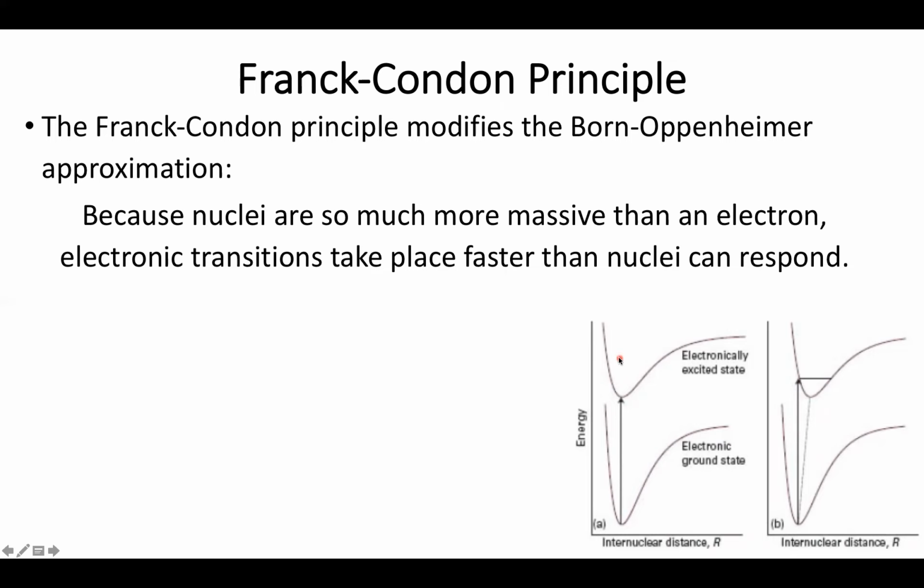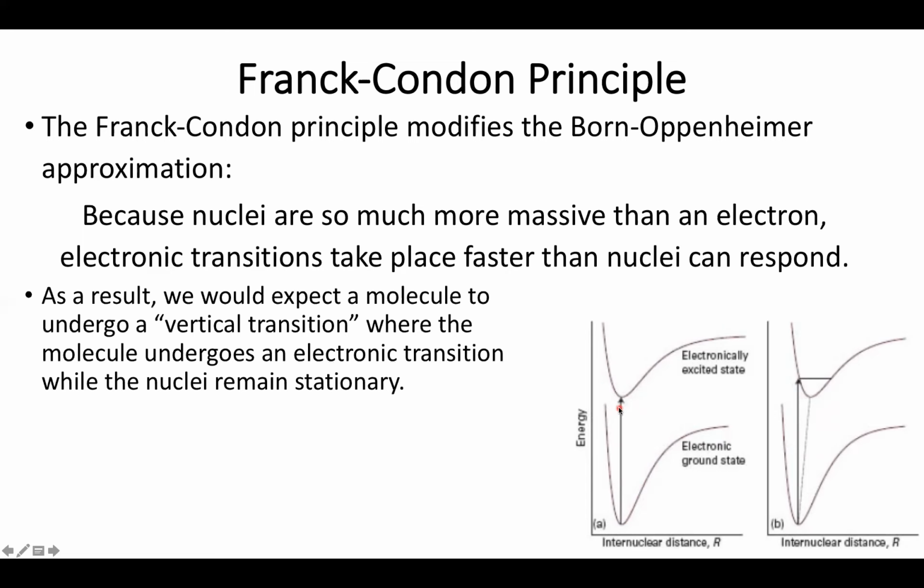In principle, what we often do is we treat the nuclei as being static to any sort of electronic change. So the nuclei aren't going to move nearly on the same time scale as an electron. So as a result, we are expecting molecules to undergo vertical transitions for electronic excitations. So again, nuclei stay put, system goes up to the new electronically excited potential well.